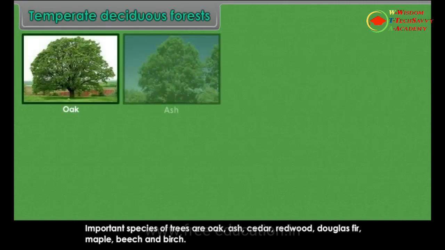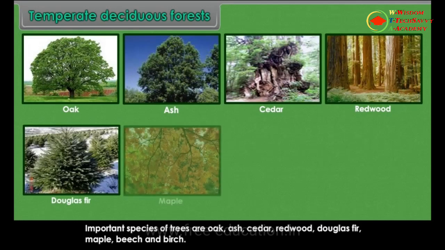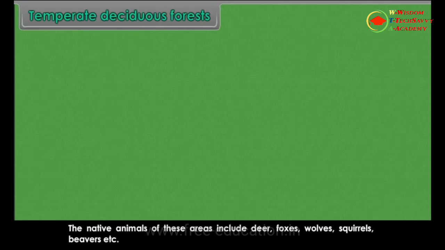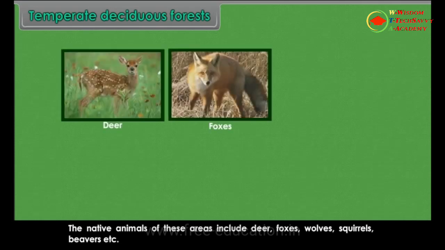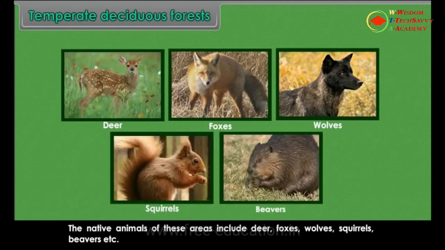Important species of trees are oak, ash, cedar, redwood, Douglas fir, maple, beech and birch. The native animals of these areas include deer, foxes, wolves, squirrels, beavers, etc.